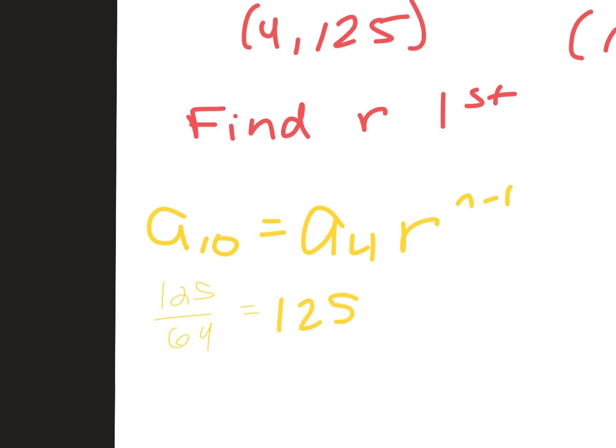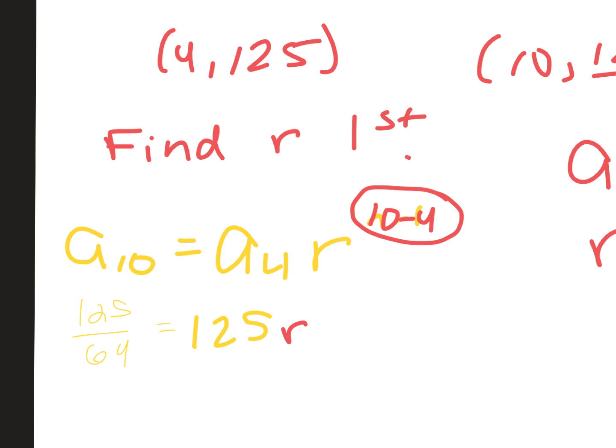Do we know the R value? No, that's what we're trying to find. Do we know the first term? No, we're not. We can't find the 14th term yet. Can we figure out how far away these two spots are from each other? Okay, I'm going to plug this in here. I'm going to say 10 minus 4. Your exponent, when you're trying to find the R, is the spaces between the terms.